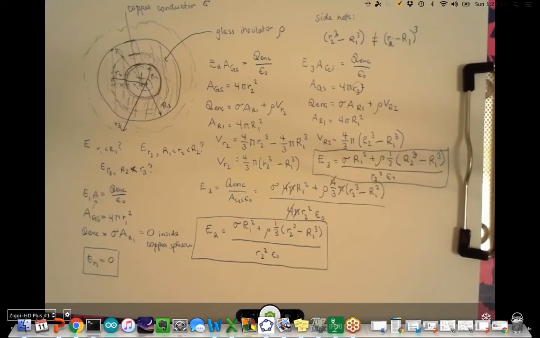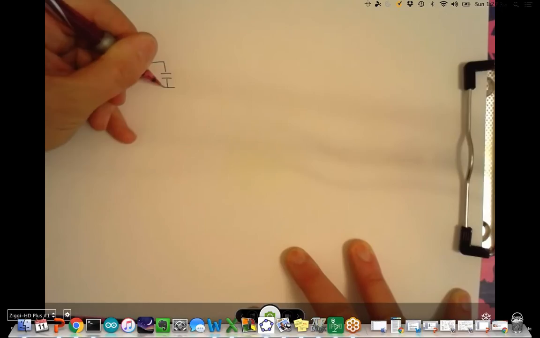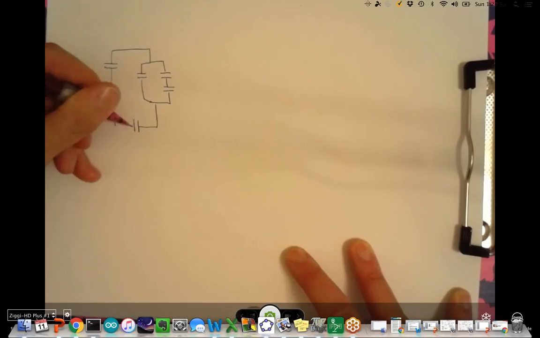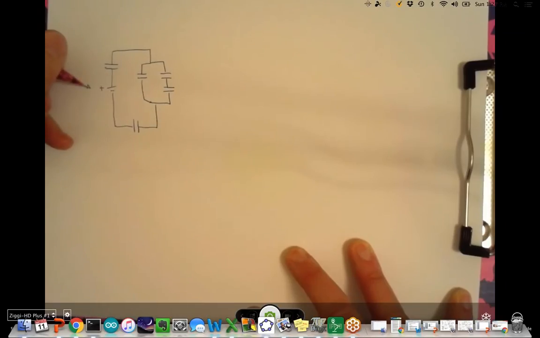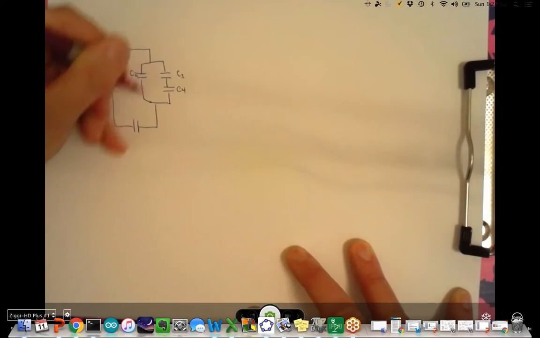All right, what else do people want to take a look at? A capacitor circuit where you have to find the voltage and charge on various capacitors. Sure, let's see. So let's say we've got a battery, and we've got a capacitor here, and a capacitor here, and here, and here. All right, so this is our delta V. This is going to be C1, C2, C3, C4, and C5.